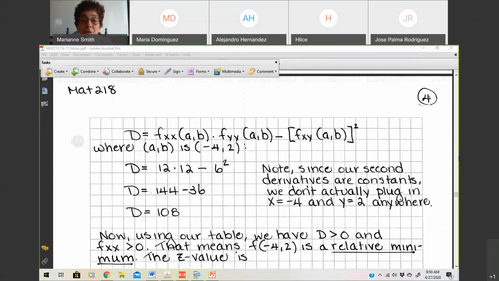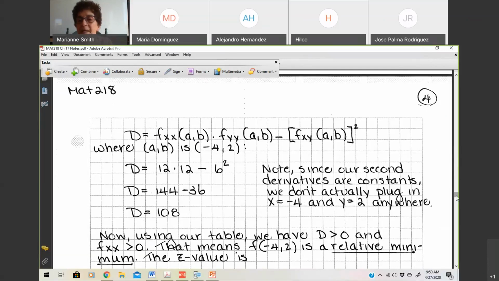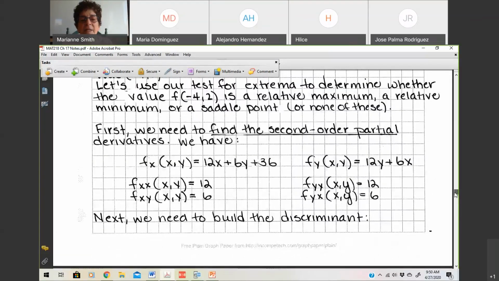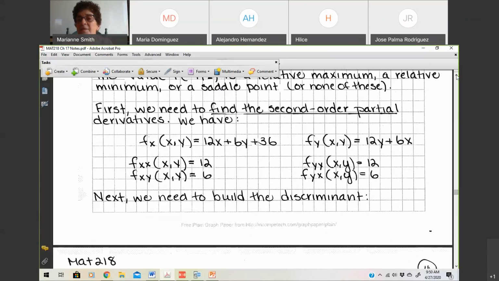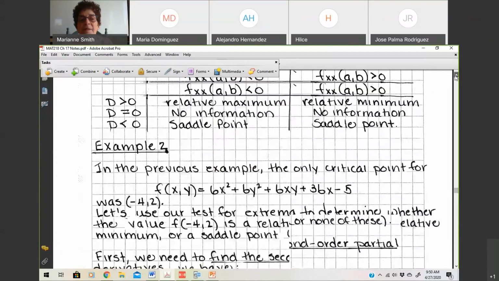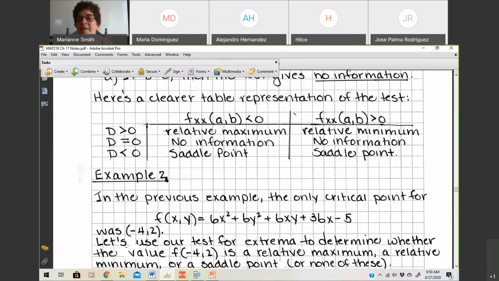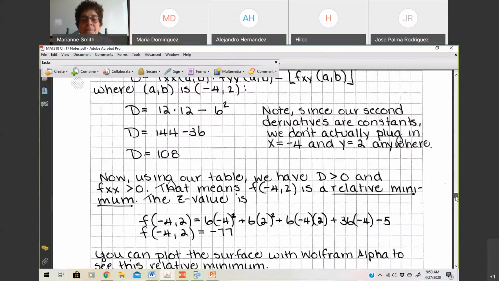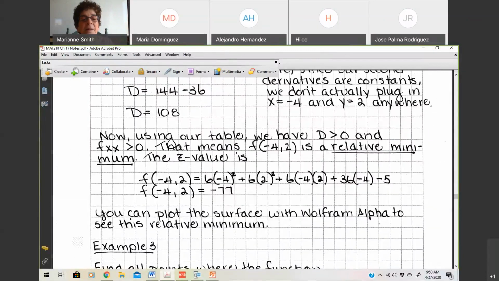Okay, well, my discriminant is positive, and you might remember from that table here, positive discriminant means I've got either a maximum or a minimum. I just need to look at f sub xx to decide. f sub xx is a positive 12. So if you again look at the table, f sub xx is a positive number. That means that negative 4, 2 has a relative minimum over it. So f of negative 4, 2 is a relative minimum.